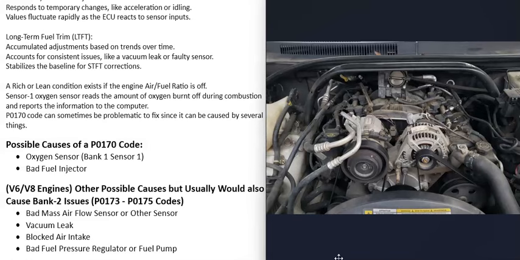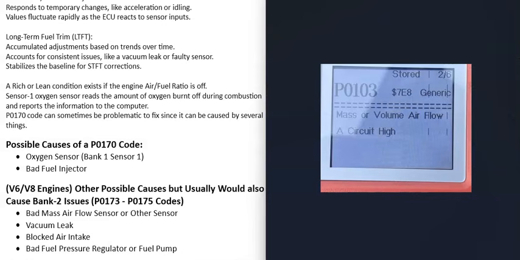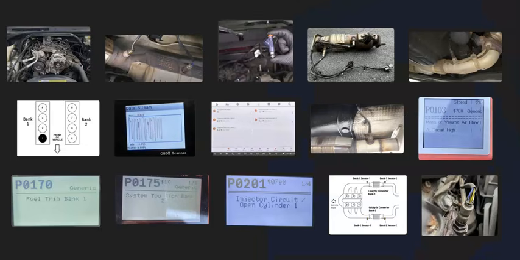But if both banks of the engine are having problems, then it's more likely to be like a bad mass airflow sensor, a vacuum leak, a blocked air intake, some kind of fuel pressure problem, like a bad fuel pump or something like that. And again, usually if you do have any of these other problems, you'll be getting other codes. For example, if you're also getting like a P0103 mass or volume airflow A circuit high, then in that case, it's a good idea to go check out that mass airflow sensor because that could be throwing everything off and causing problems. And so that's basically it.